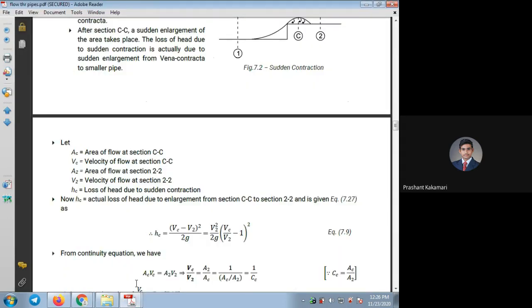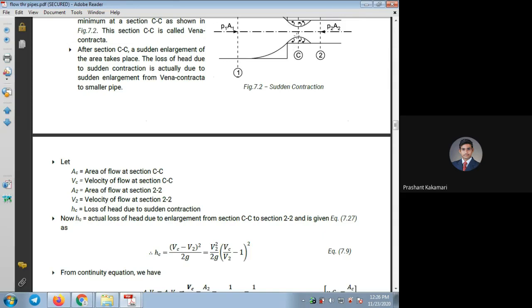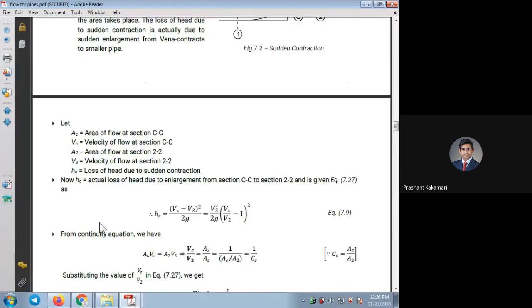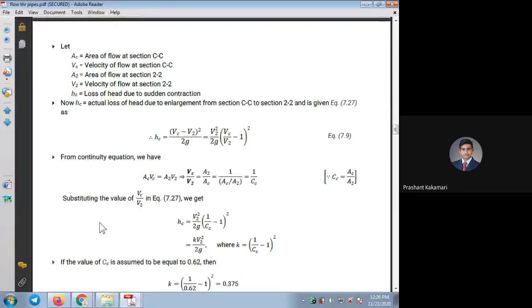the vena contracta area, or what you can recollect here is the area of the flow at section CC. Here, at section CC, what is the area? That you can take as AC. And the velocity at that flow is VC. So like that you can take areas. And this CC value is nothing but the ratio, see here it is given. What is that coefficient of contraction?